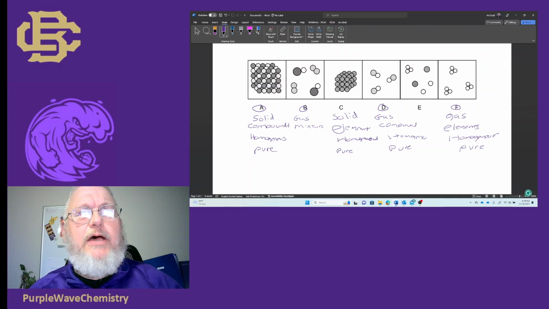Can we say it's homogeneous? I'm going to say yes, because on this side I've got this and this, and this and this. If I had to, I'd say it's homogeneous, though I probably wouldn't be asked that. Now, is it pure? No, it's not, because you got two different particles in there. So I'm going to say not pure.